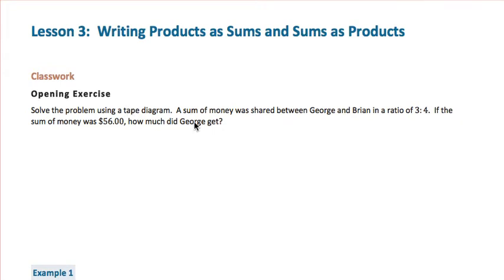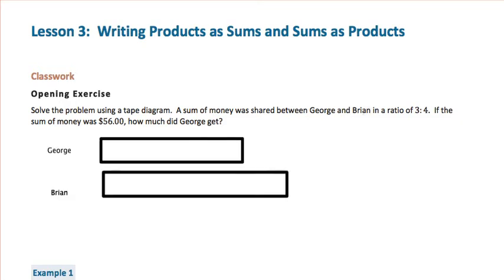So in order to use a tape diagram, we're going to have to make a tape for George and a tape for Brian. So we have George and Brian, and I made George's smaller because it says the ratio is 3 to 4. Now we're going to divide these tapes into pieces. George has 3 pieces. I know that because ratios are in a particular order, the same order that you are naming the people or the items. So George is related to 3 and Brian is related to 4. So I'll make Brian's tape into 4 pieces.